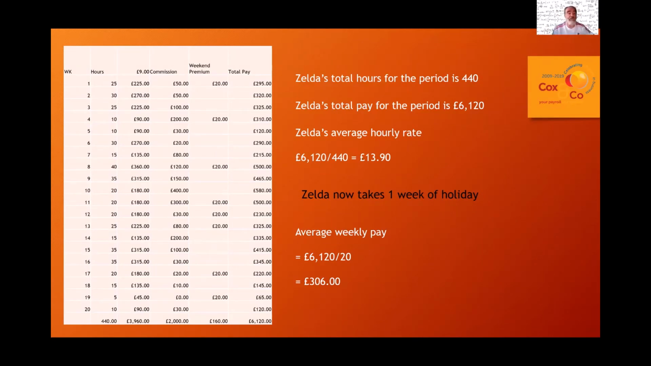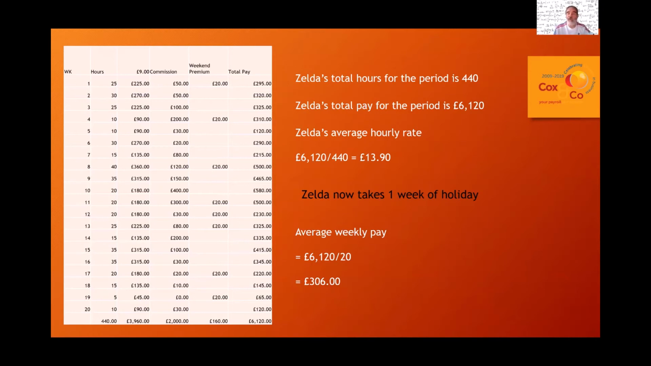I've done 2 scenarios, one where she's worked every week and one where she's worked most weeks. But during the course of the week, she's carried out the same work. So scenario 1, Zelda's total hours for the period is 440. Zelda's total pay for the period is 6120, and for reference purposes, Zelda's average hourly rate is £13.90. She's going to take a week off. Now, the week off, we're basing it on an average weekly pay. What's her average weekly pay?